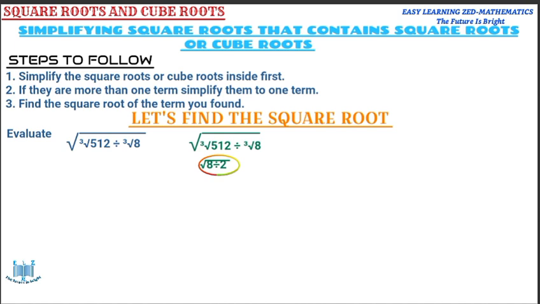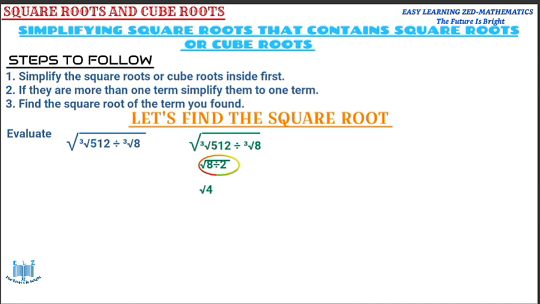Now as you can see, I have come up with two terms, which are 8 and 2. So I'm going to follow the second step, which is if there is more than one term, simplify them to one term. So I'm going to simplify 8 divided by 2 so that I can come up with one term. 8 divided by 2 gives us 4. So I'm going to write the square root sign, then the quotient, which is 4.